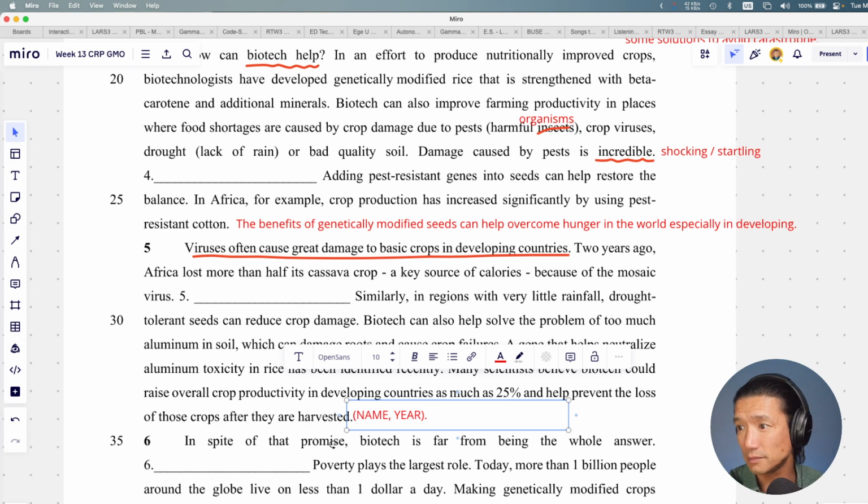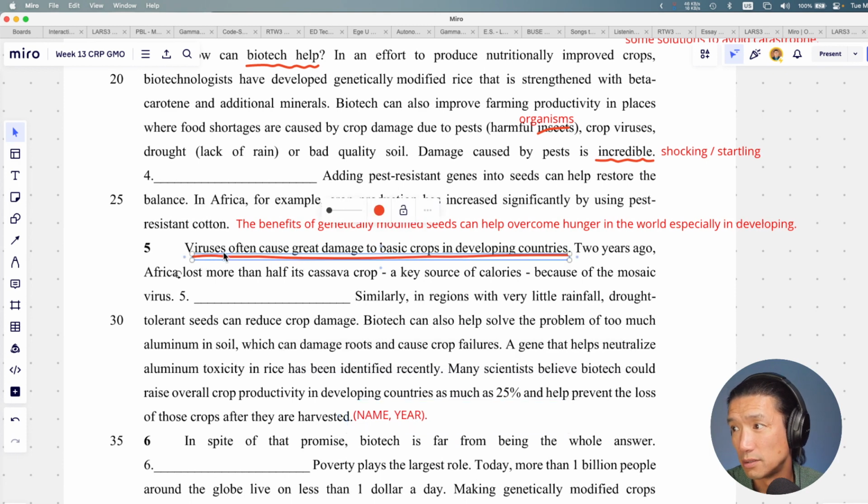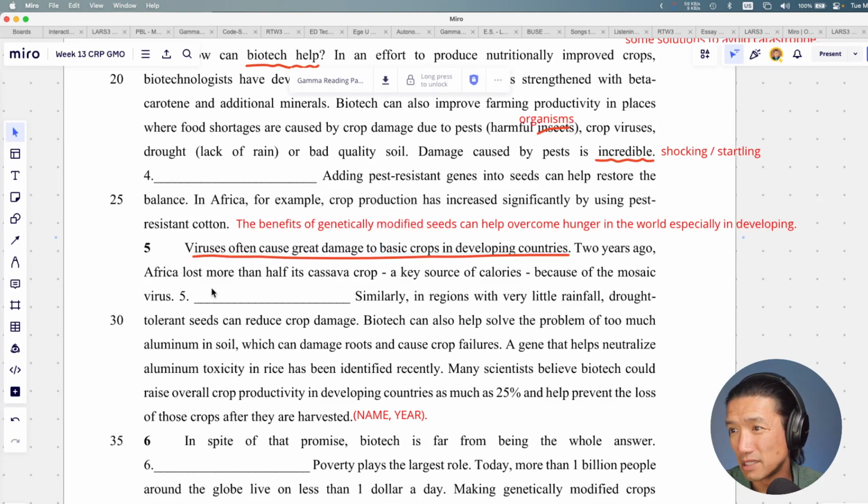Okay. And are they only talking about viruses? No. This is a, see, that's a bad body topic sentence. Viruses and other disasters or other weather-related things, right? So this one's talking about aluminum destroying things.